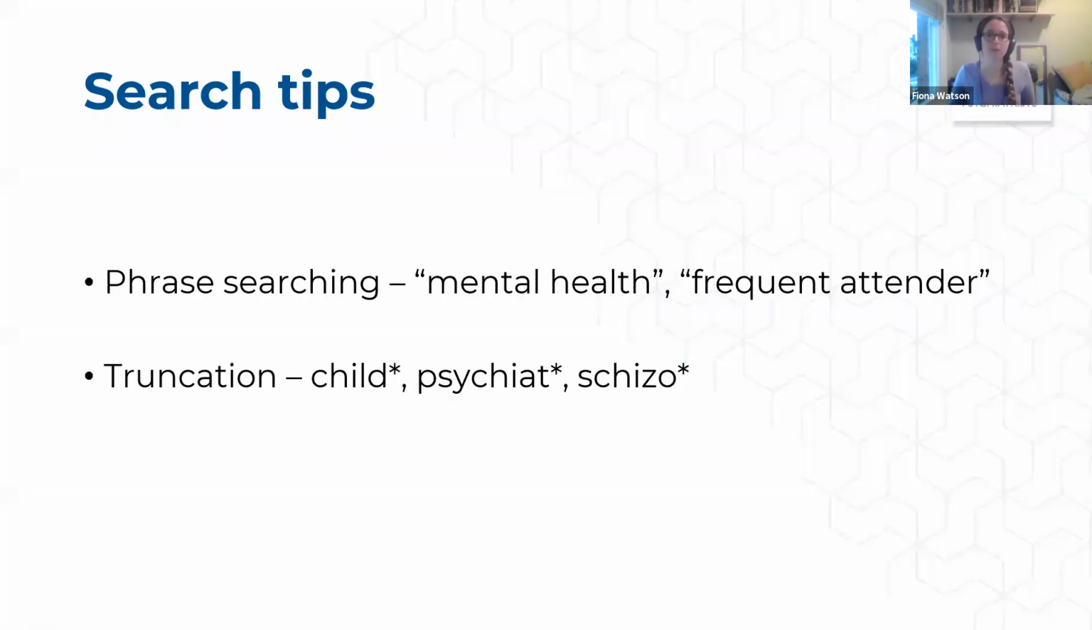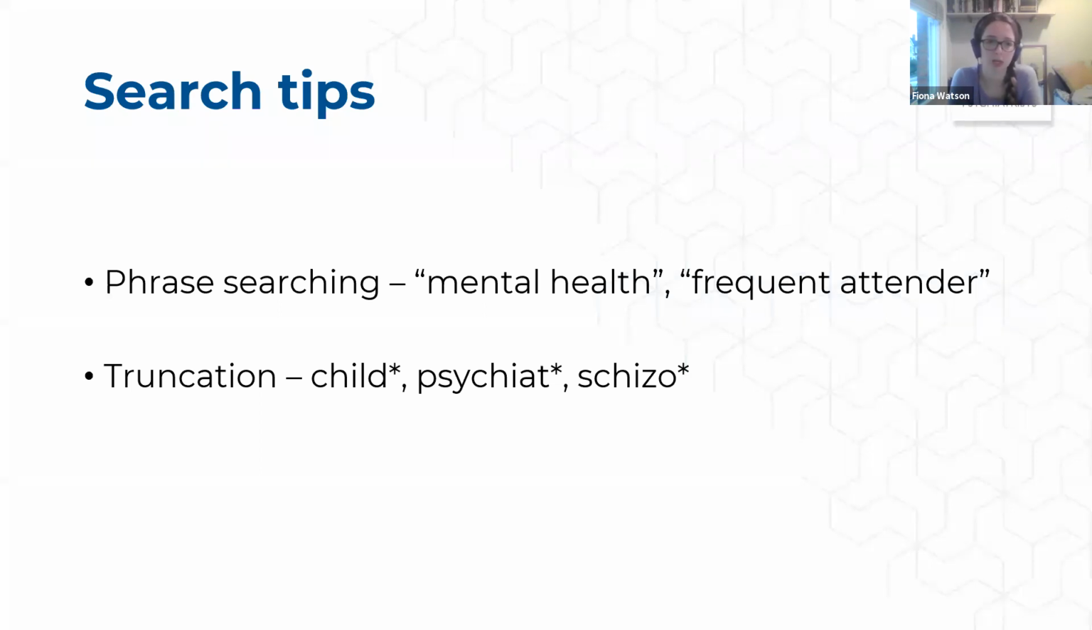So a couple of search tips. There are many different ways you can use different forms of punctuation to change your searching. There's only two that I would really draw your attention to and suggest that you use regularly. So that's phrase searching. So examples, "mental health" or "frequent attenders". You don't want to search all the articles with mental or all the articles with health or frequent in. You only want those words in that order. And that's what phrase searching will give you. So you just need to put those quotation marks around your phrase.